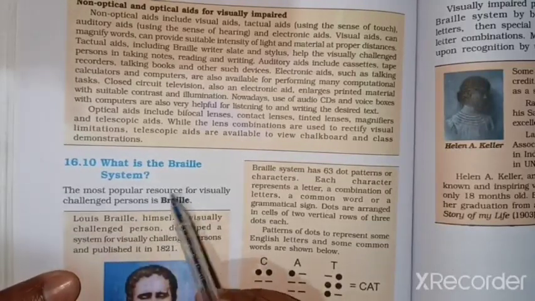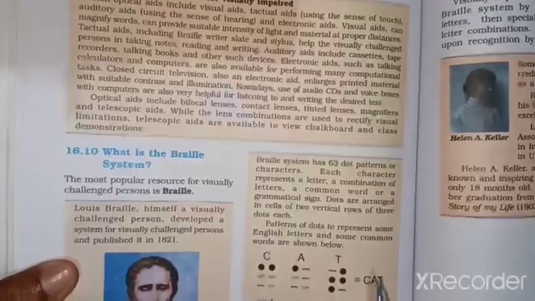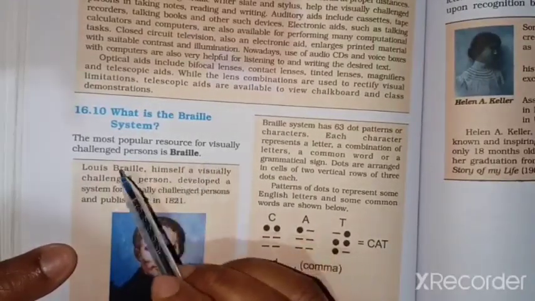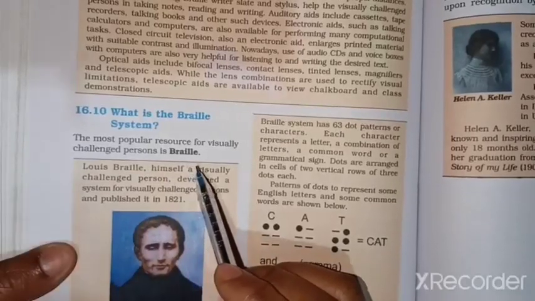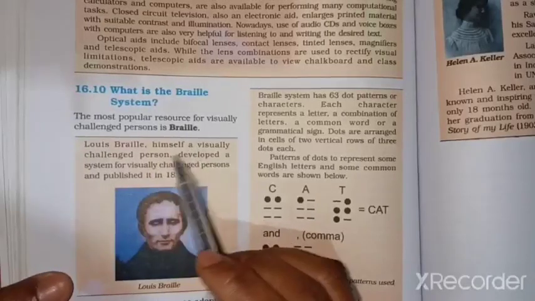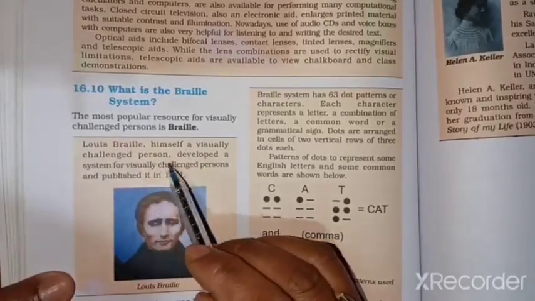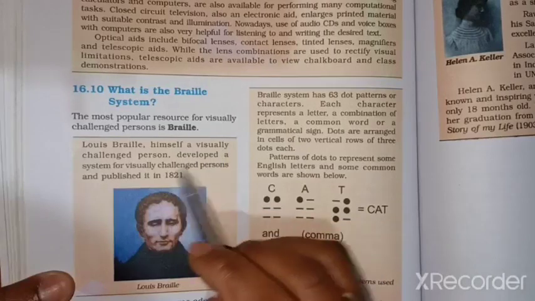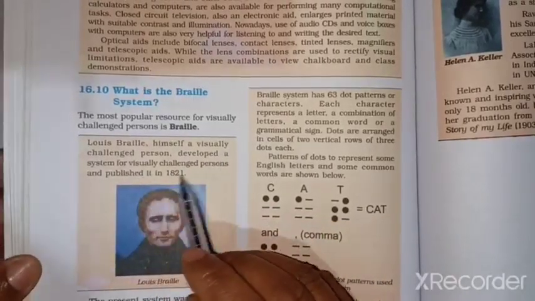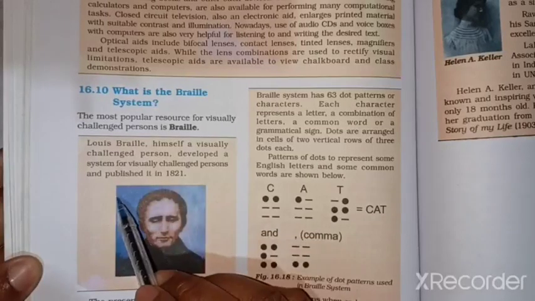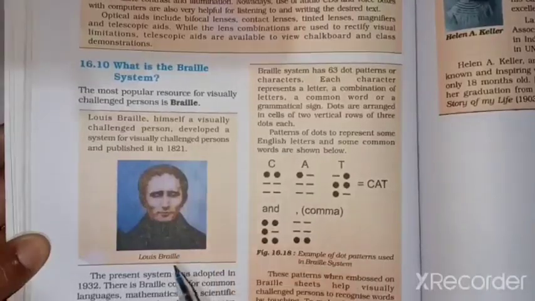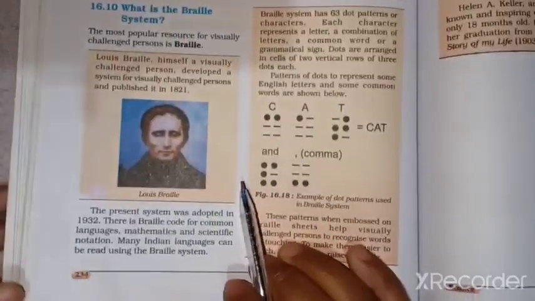Then, what is the Braille system? Now, let's see. Braille system. The most popular resource for visually challenged persons is Braille. Now, let's see what is Braille. Louis Braille, himself a visually challenged person, developed a system for visually challenged persons and published it in 1821. So, Louis Braille.